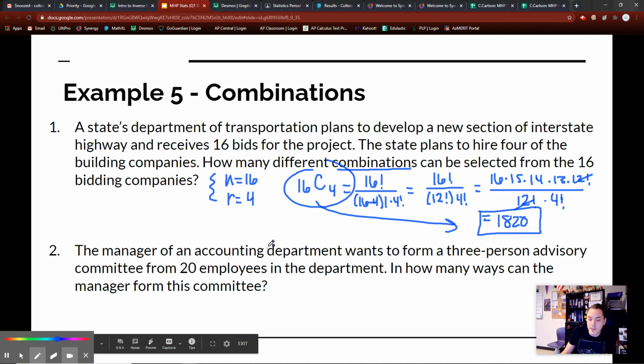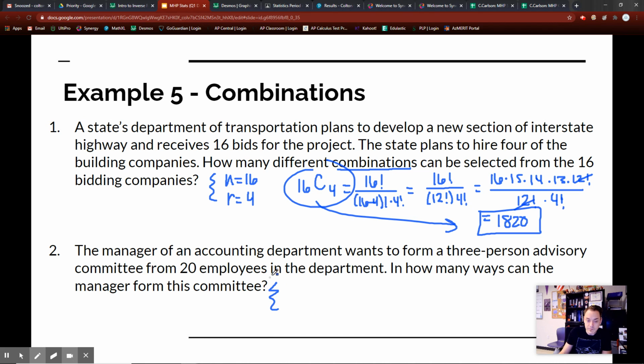The manager of an accounting department wants to form a 3-person committee. So that could be my n, that could be my r, but let's continue reading. From 20 employees in the department. So 20 employees from the department, what does that mean? That means that's my n. It always has to be greater. I can't take 20 out of 3, but I can take 3 out of 20. So that means I have 20C3.